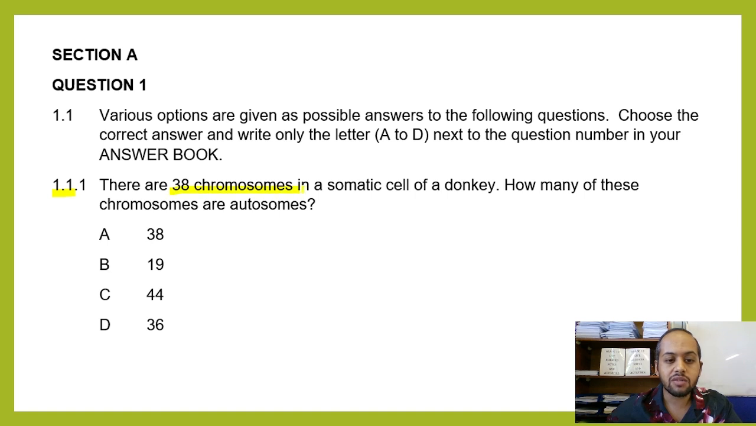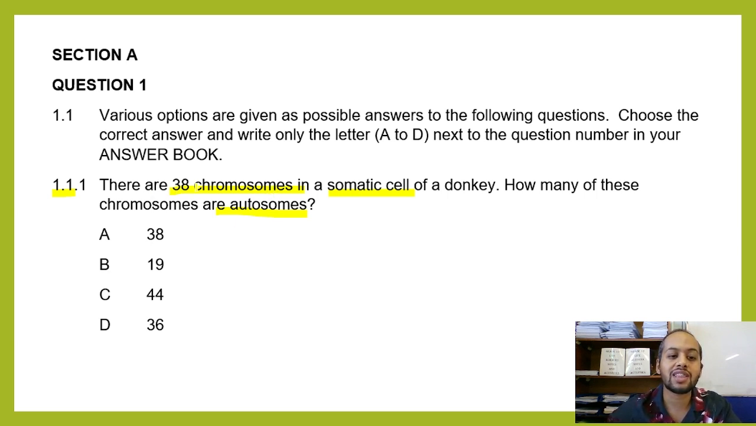So there are 38 chromosomes in a somatic cell of a donkey. How many of these chromosomes are autosomes? Now remember that normally in a human somatic cell, you have 44 autosomes and you have 2 gonosomes. So if it's in any other living organism such as a donkey and there are 38 chromosomes, because there are normally 2 gonosomes in any somatic cell, you simply take the total number of chromosomes and you subtract 2 from it to get the number of autosomes.